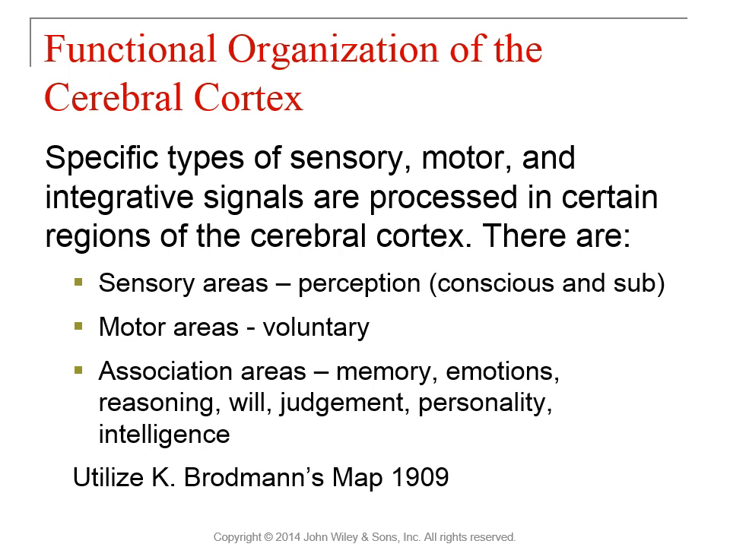Now look at how the cerebral cortex is going to be organized from a functional standpoint. So basically we're looking at three different types of areas. We're looking at either sensory, motor, or association areas. Association areas a lot of times will transmit information both to and from motor and sensory areas.